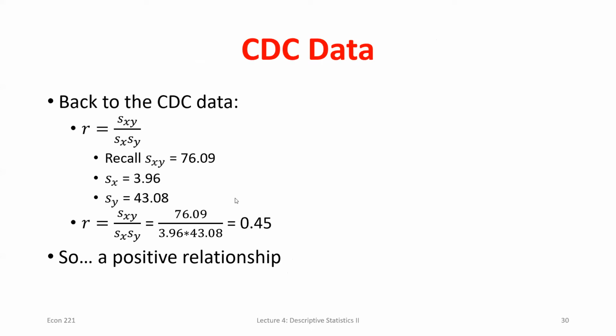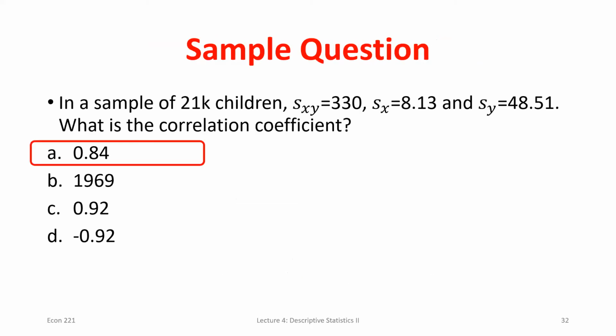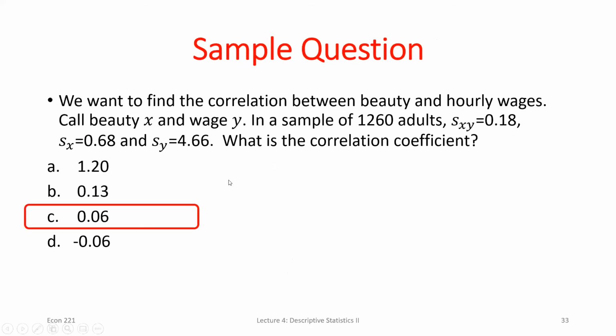Any questions on that before we keep moving? Okay. Like I said, all I'm doing here is taking the covariance and dividing it by each one of these standard deviations to come up with that correlation coefficient. So these are just two examples of that. I'm not going to hammer these too hard.